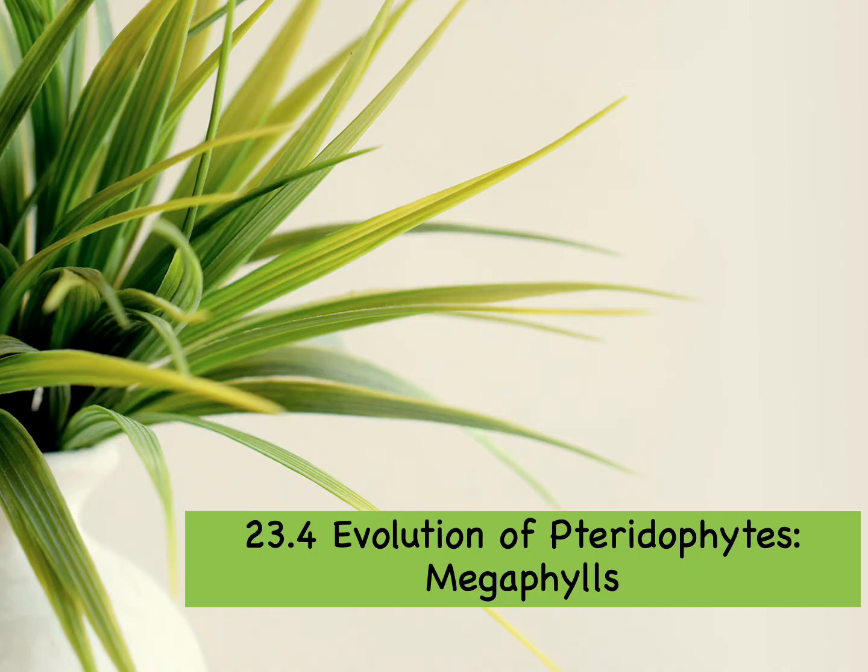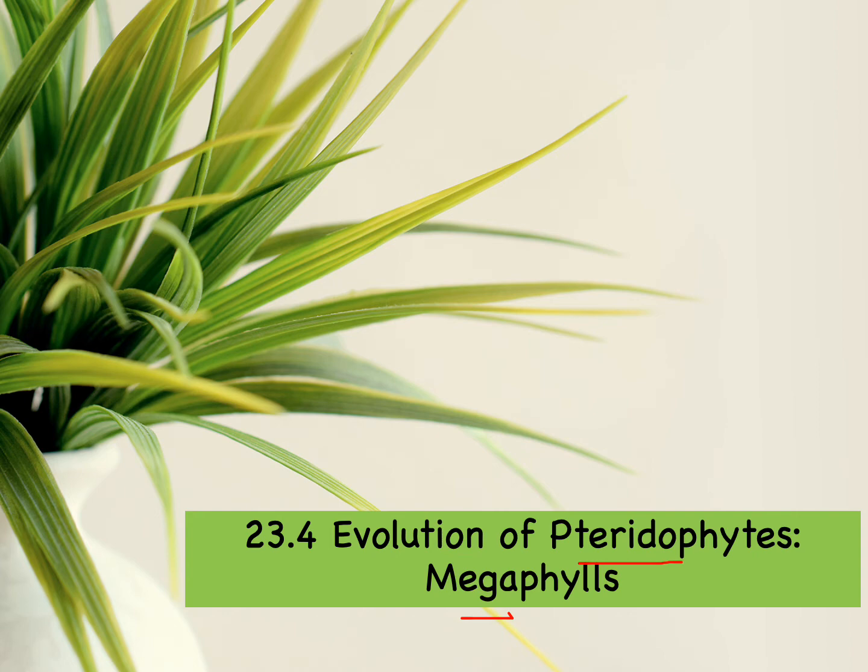Next, we are done with the bryophytes, and we are done with the lycophytes. So next we go on to the pteridophytes. The difference between the lycophytes and the pteridophytes is that lycophytes don't have megaphylls, they have microphylls, while pteridophytes have megaphylls. They have more than one branch or vein.